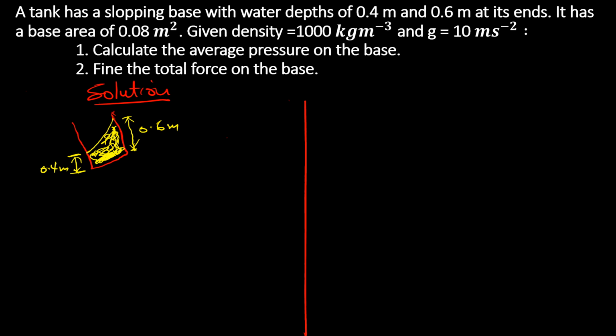And the area, which is A, was given to be 0.08 meters squared. Density, which is rho, was given to be 1000 kilogram per meter cube. And gravity, which is G, is 10 meters per second squared.